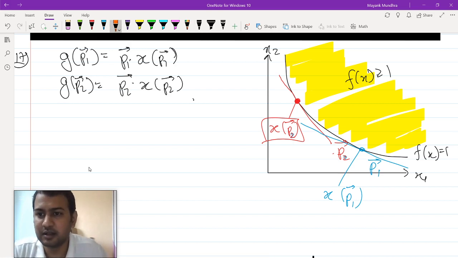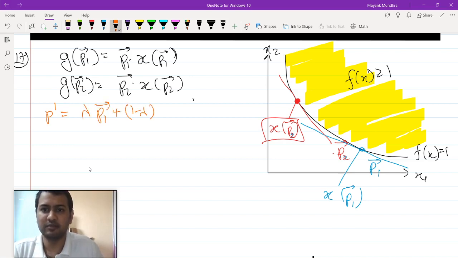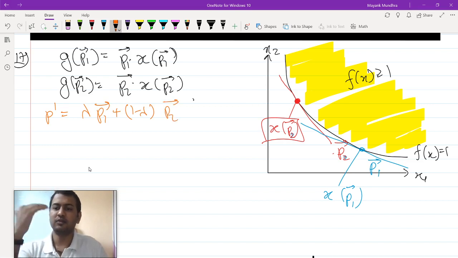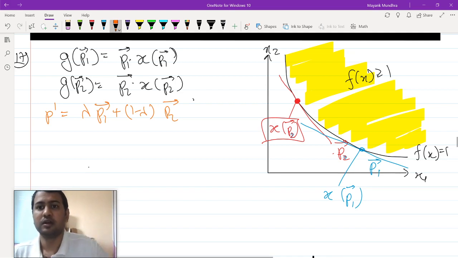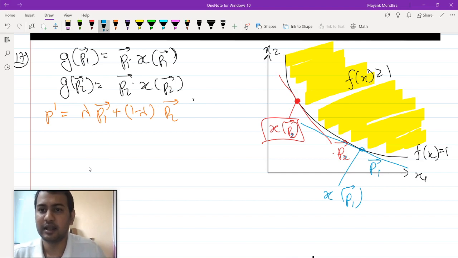Now imagine another price vector p prime, which is basically lambda times p1 vector plus 1 minus lambda times p2 vector. I am going ahead with the idea that I have to show that the expenditure function g is concave in prices. So I am taking a convex combination of p1 and p2 vector, and now I say that p1 vector dot x of p1 vector is less than or equal to p prime into x of p1 vector.